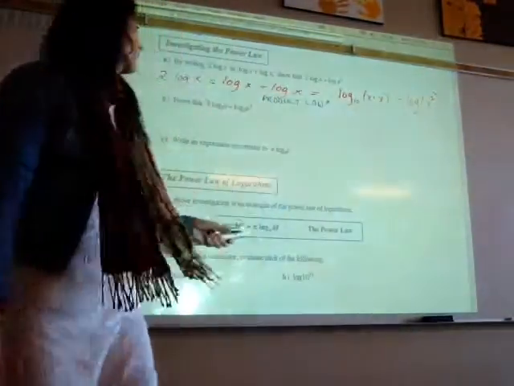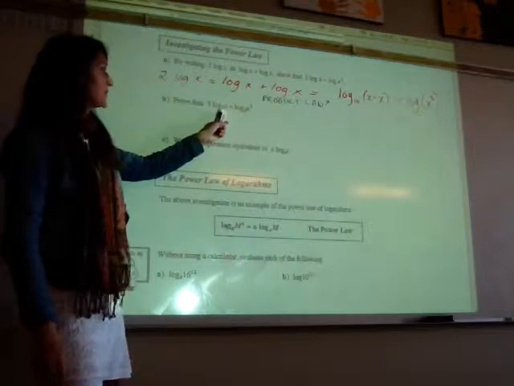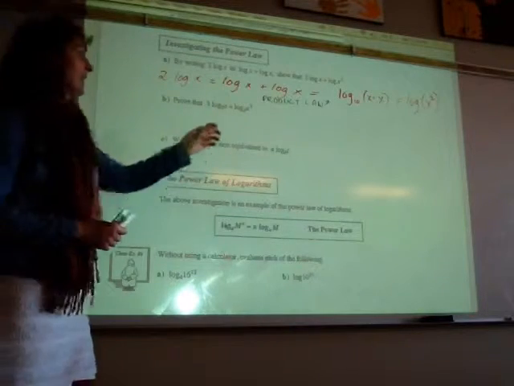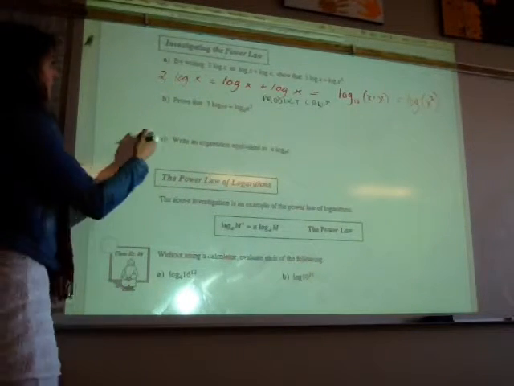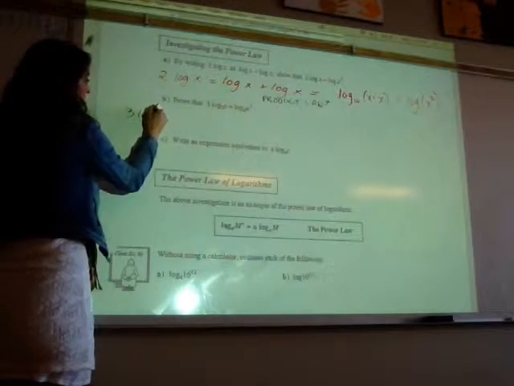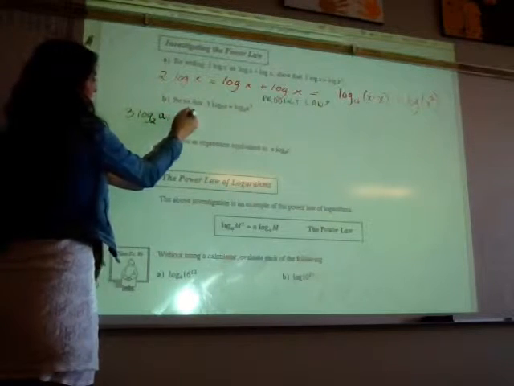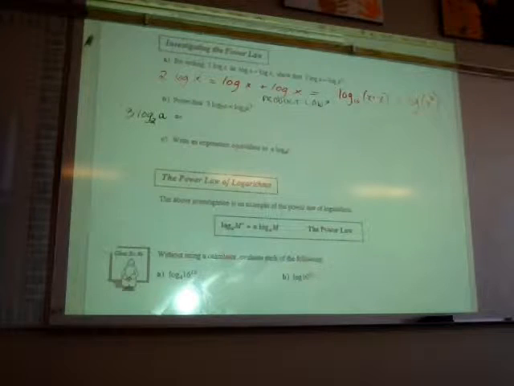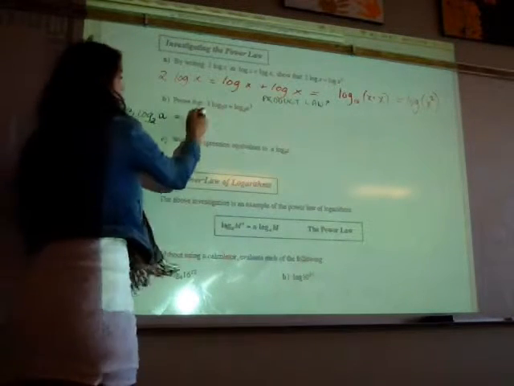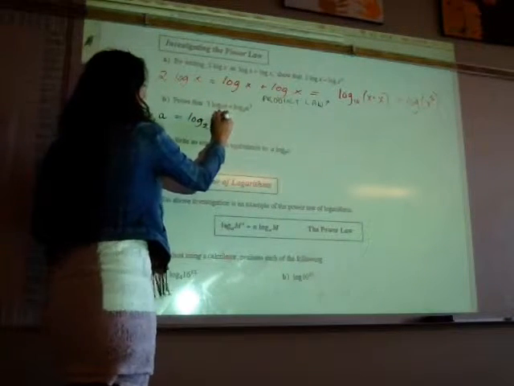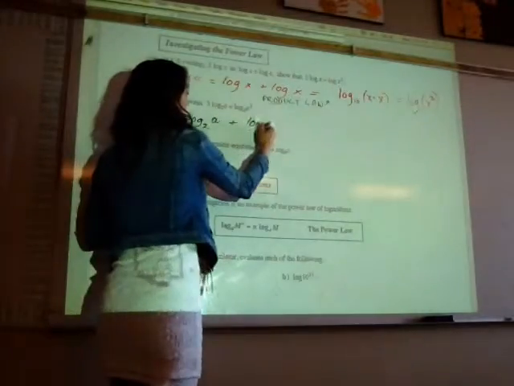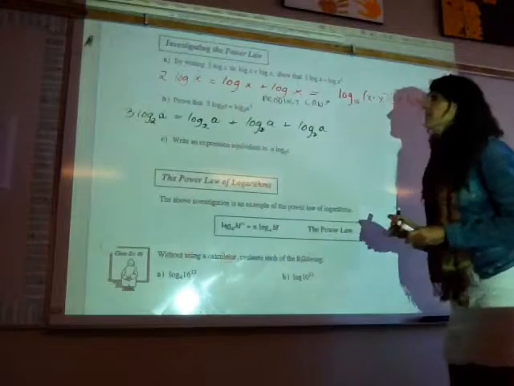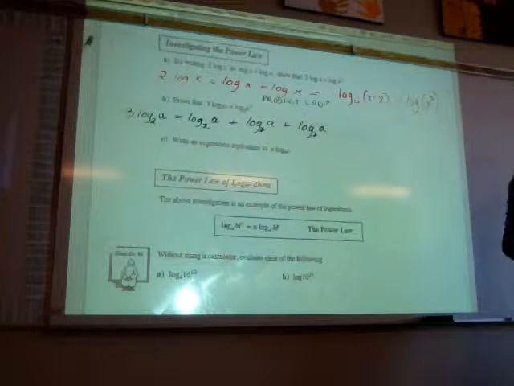Let's prove that 3 log base 2 of a is equal to log base 2 of a cubed. So 3 log base 2 of a is equivalent to adding 3 logarithms with the base 2 and argument a. We're going to go log base 2 a plus log base 2 a plus log base 2 a. So just writing it out 3 times.